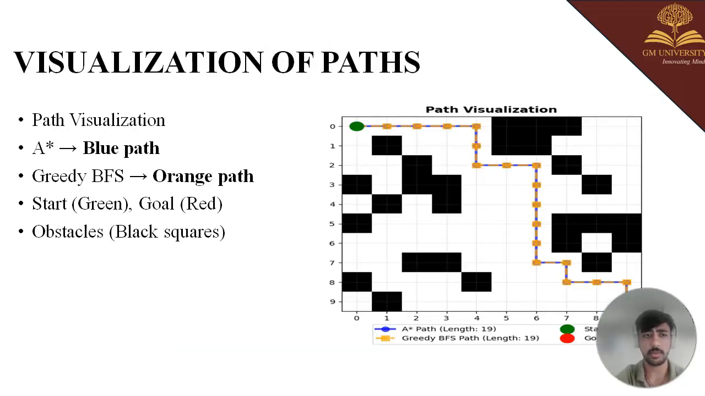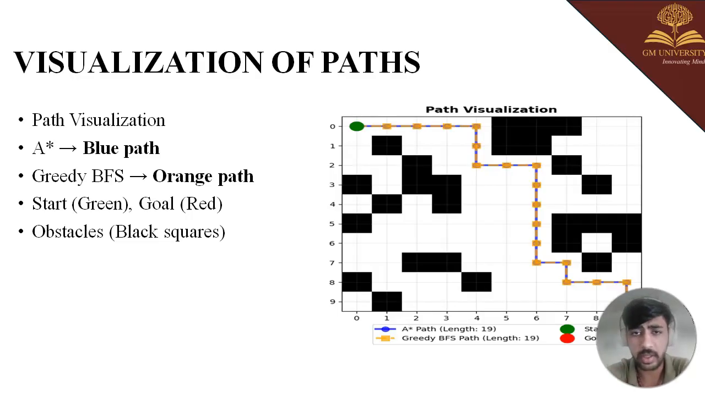So, visualization of the path. Path visualization: A star is the blue path. Over here, the green is the start path, which I said earlier is 0 comma 0, and the red part over here is the ending part, or goal part.